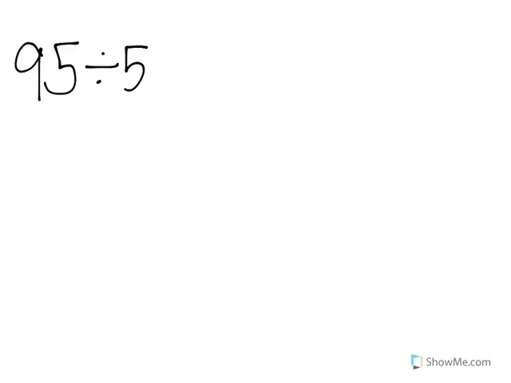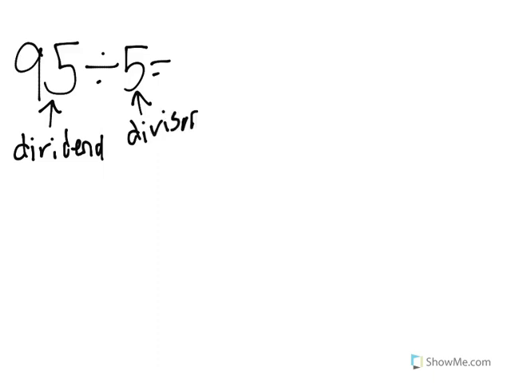Let's say we want to use partial product to help us divide 95 divided by 5. Let's first remember some vocabulary. Remember that 95 is called our dividend, the 5 is our divisor, and the answer that we find will be called the quotient.